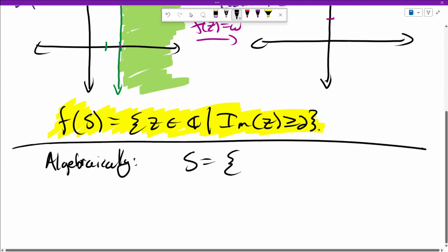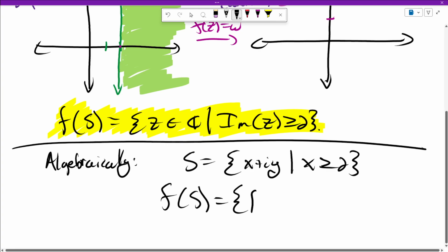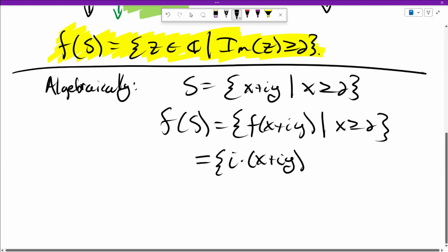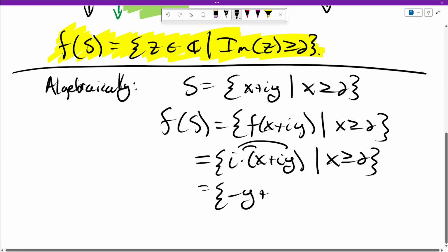So S is the set of x plus iy's such that x is at least 2. Right? So the real part is at least 2. f of S is the set of all f of x plus iy's such that x is at least 2. We just apply f to that set. And the f function is the multiply by i function. So we multiply that by i such that x is at least 2. And we multiply by i, the i squared on the y is going to give us a negative y such that x is at least 2.